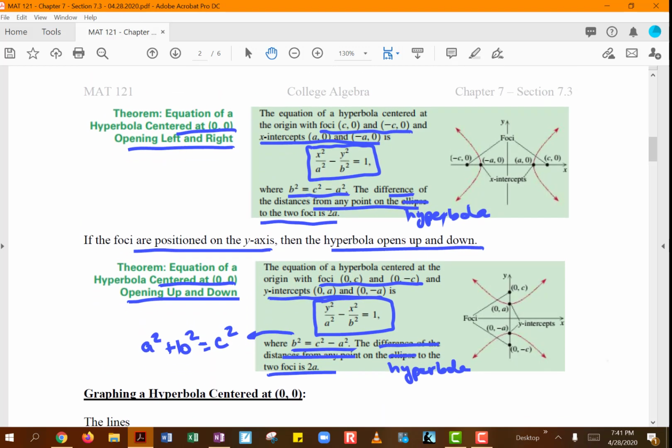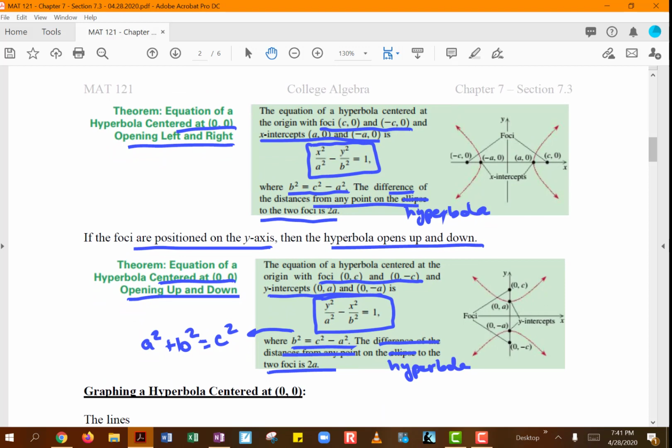So the big difference you should notice here is when our hyperbola is opening left and right, your x squared is going to be the first variable in the equation. When the hyperbola opens up and down, y squared is going to be the first variable in your equation. So that's how you know if your hyperbola is going to be opening left or right, or if it's going to be opening up or down.